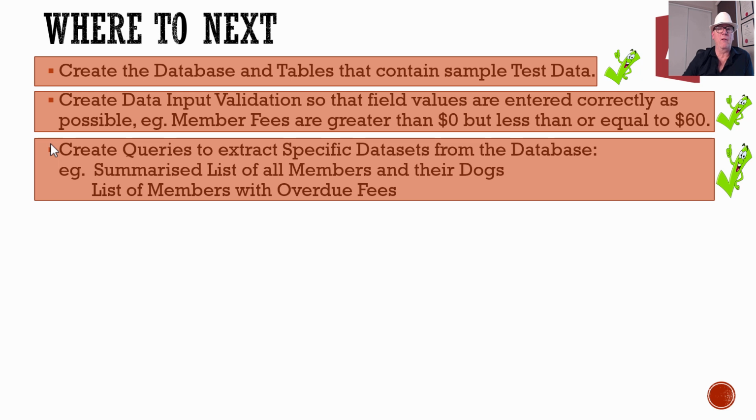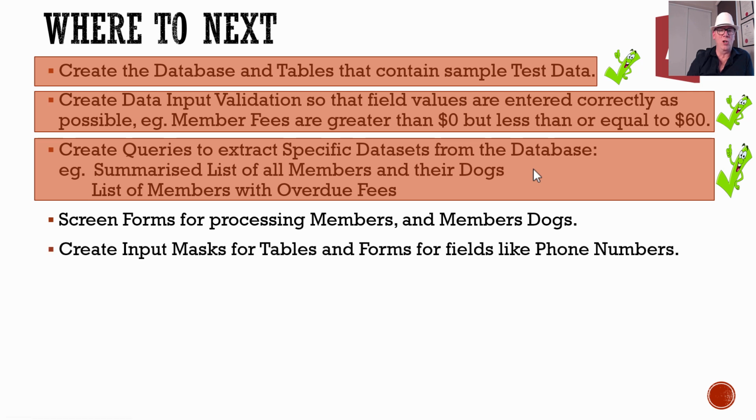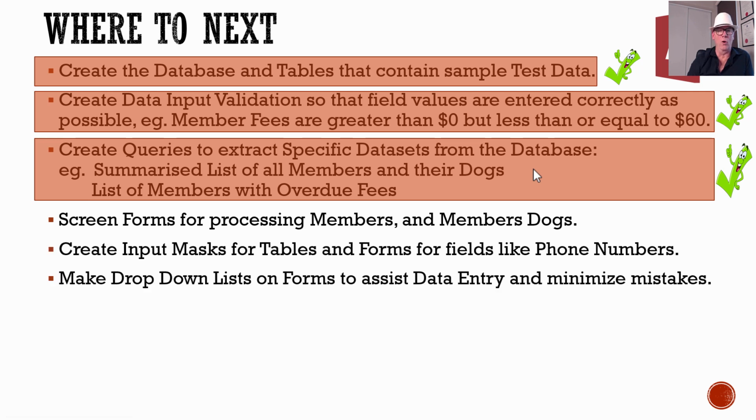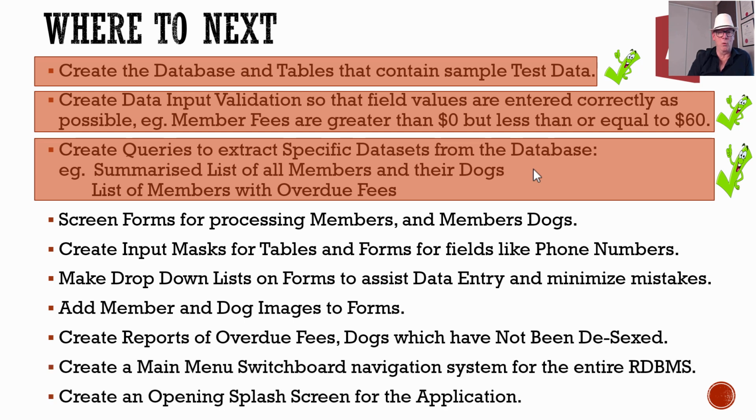Now, what have we done so far? We've done lesson 1, creating the database tables. Lesson 2, that really long lesson on validation. Lesson 3, a really long lesson on queries. The pattern is emerging here. We've still got screen forms to do, input masks on those screen forms, make some drop-down lists on the screen forms, add member and dog images to the screen forms. Then we're going to create reports, do the main menu switchboard and the fancy opening splash screen for the application.